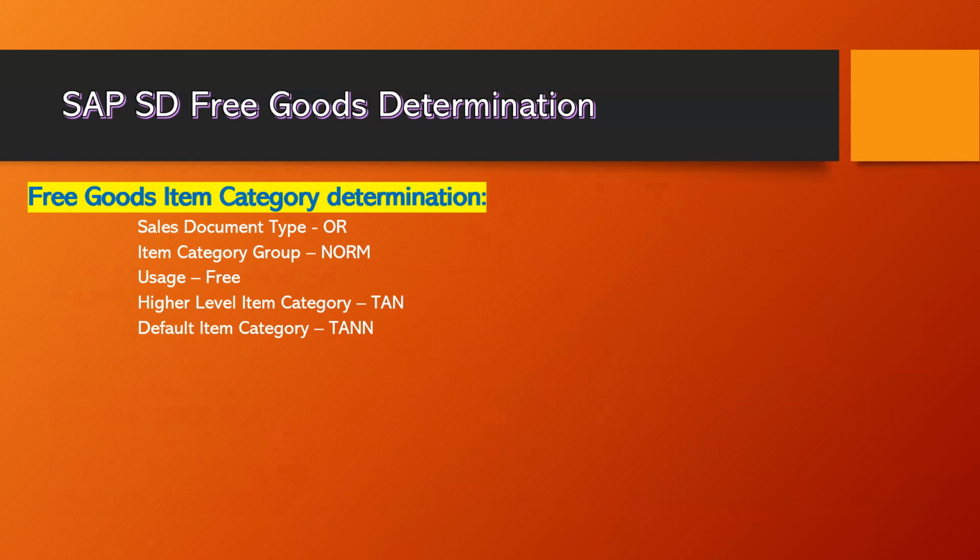Here also we can specify, and one more place where we can specify is the customer material info record. And the higher-level item category becomes TAN. The default item category is TANN.